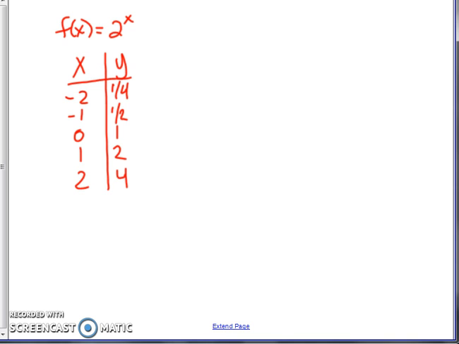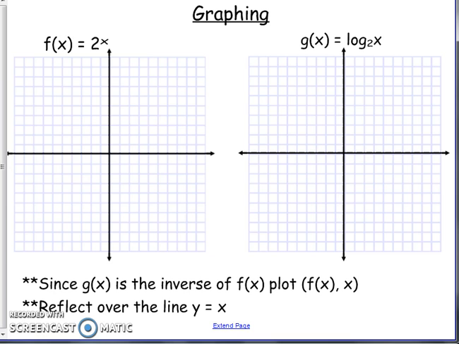So we have these points. So if I go to graph these, so negative 2, 1/4, negative 1, 1/2, 0, 1, 1, 2, and 2, 4. Okay, we have an exponential graph that we have seen before.